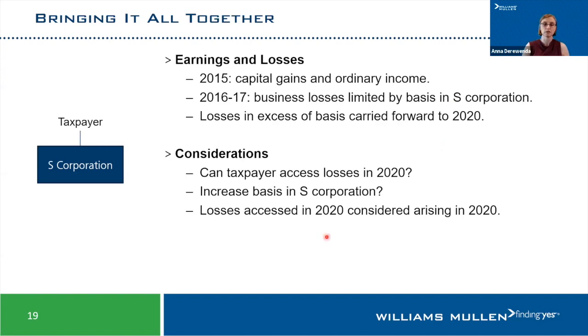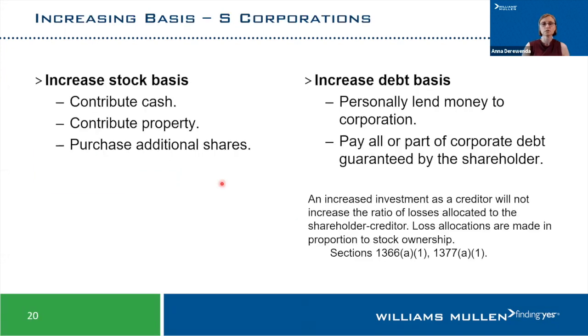And typically we think of, how can we increase the basis in the S corporation? So there's a whole lot of different ways to do this, and we've just included a few here, although there's a whole lot of different variations on this. So for S corporations, you can either look to increasing the stock basis or the debt basis. So with stock basis, you're looking at contributing cash or property, or purchasing additional shares, maybe deferring distributions.